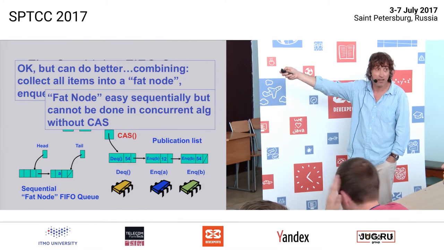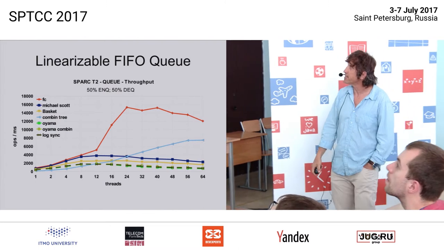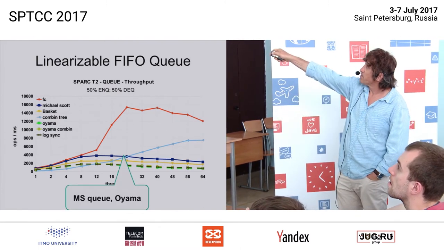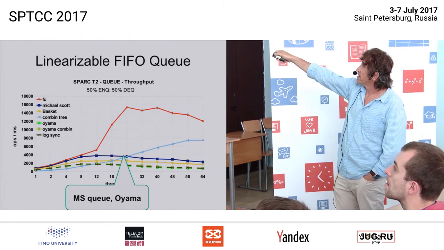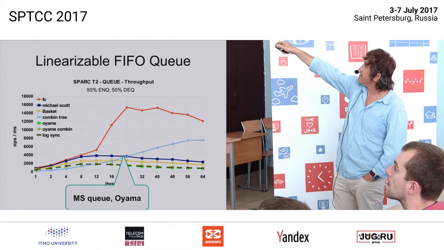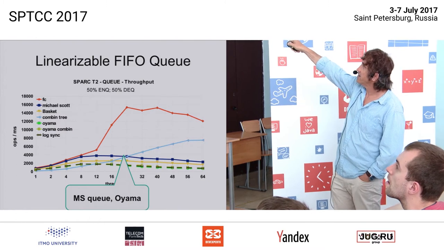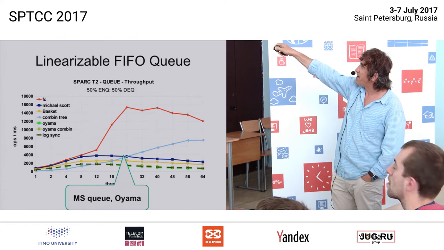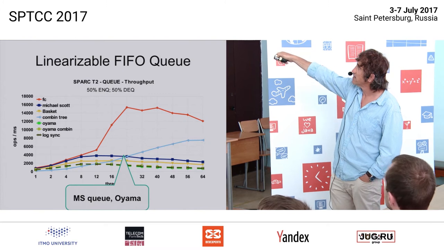What do I get from this? Well, here's the performance. Look at this, okay? This green thing is Oyama, okay? The blue thing is Michael Scott, okay? This is the basket queue. These are all kinds of fine-grained queue implementations. You see this? All these guys, right?